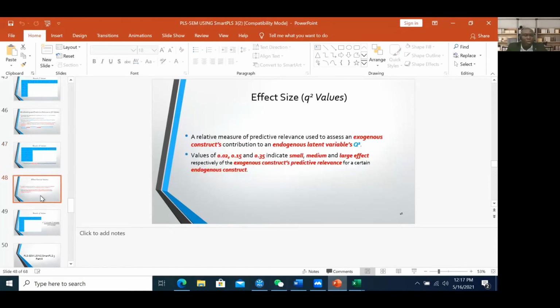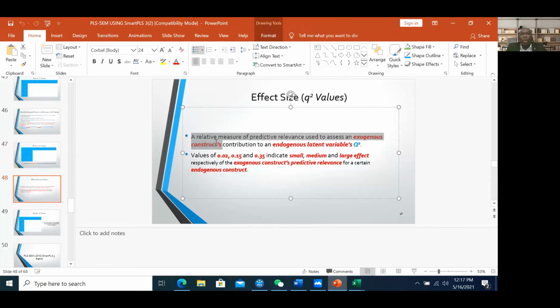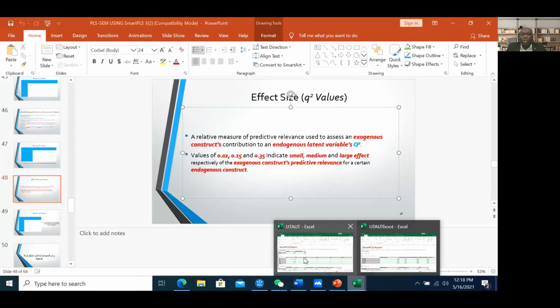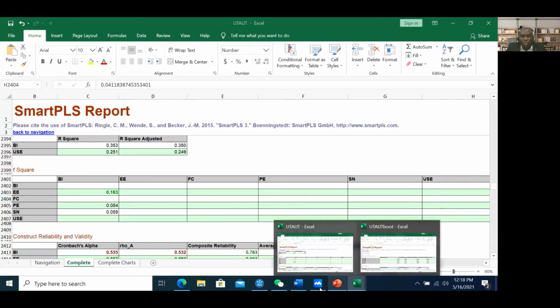The next thing we're going to look at is the q squared, the lower q-square value, okay? So the lower q-square value is a relative measure of the predictive relevance used to assess an exogenous construct's contribution to the endogenous construct's latent variable. So basically what it means is that, where's my screen?